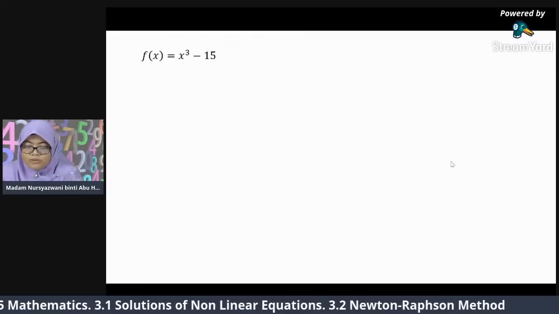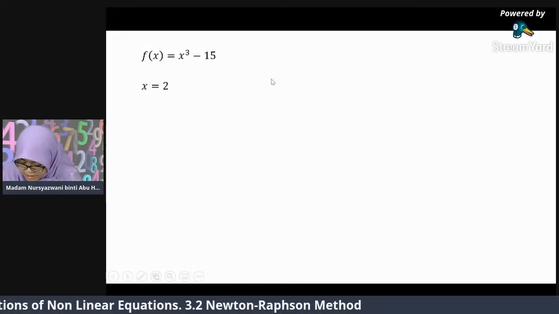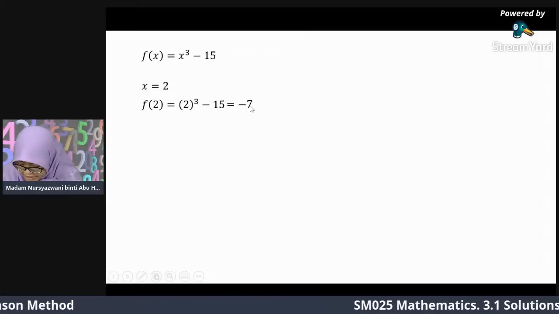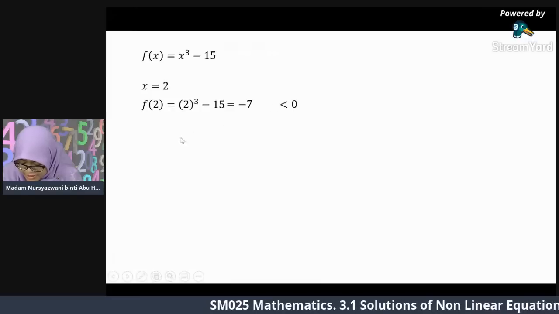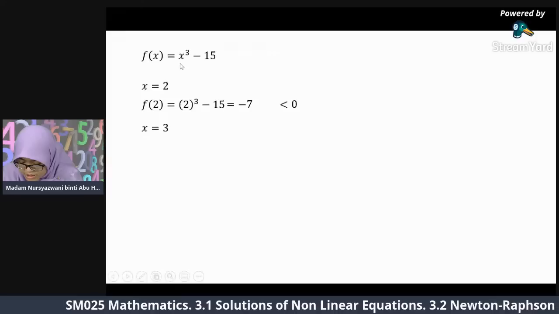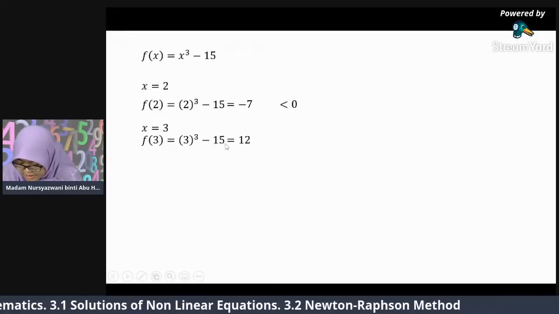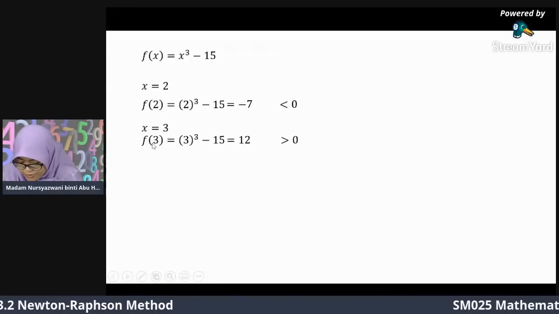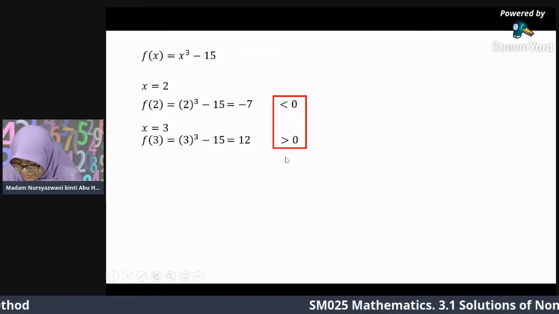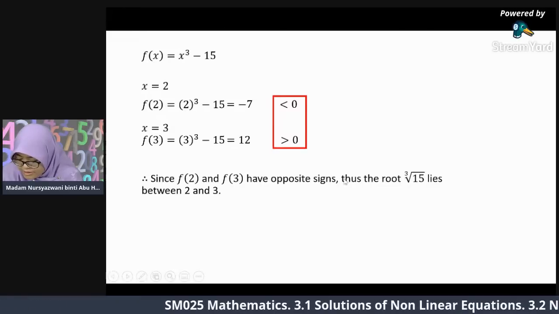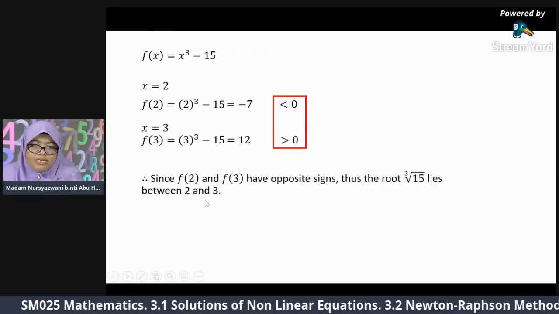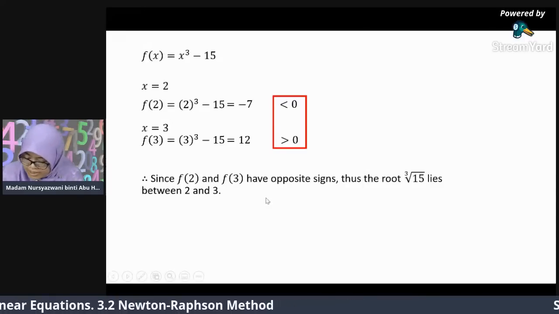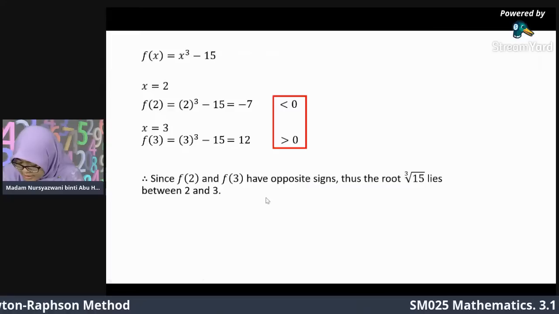Okay, so f(x) equal to x cubed minus 15. So now we substitute 2 into f(x) and we get negative 7. So this value is less than 0. Next, we substitute x equal to 3 into f(x). So we get 12. So this value is greater than 0. Since f(2) and f(3) have opposite signs, so the cube root 15 lies between 2 and 3. So confirm lah kata cube root 15 tu berada di antara 2 dan 3. Okay, so sekarang ni barulah kita boleh gunakan kaedah Newton-Raphson method.